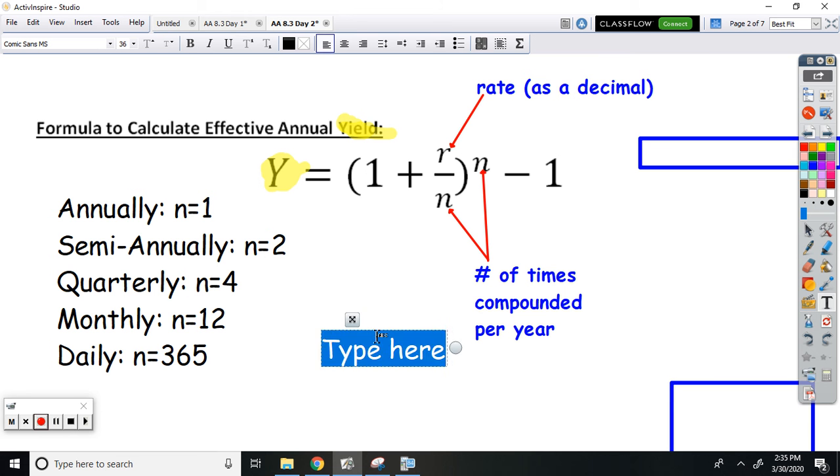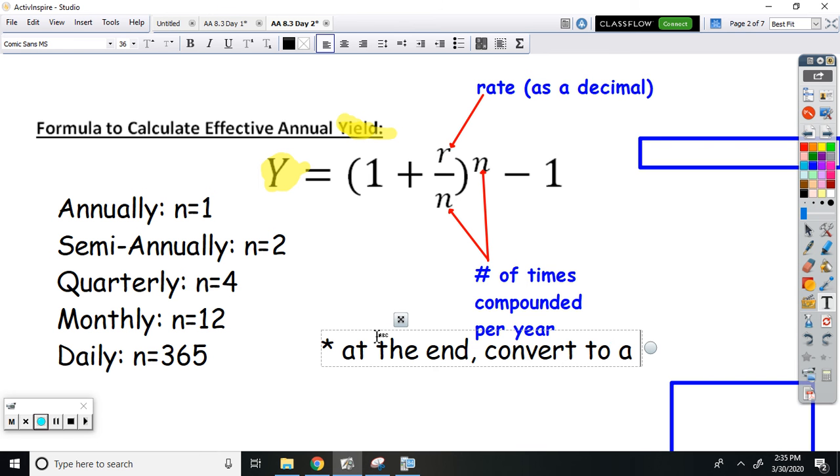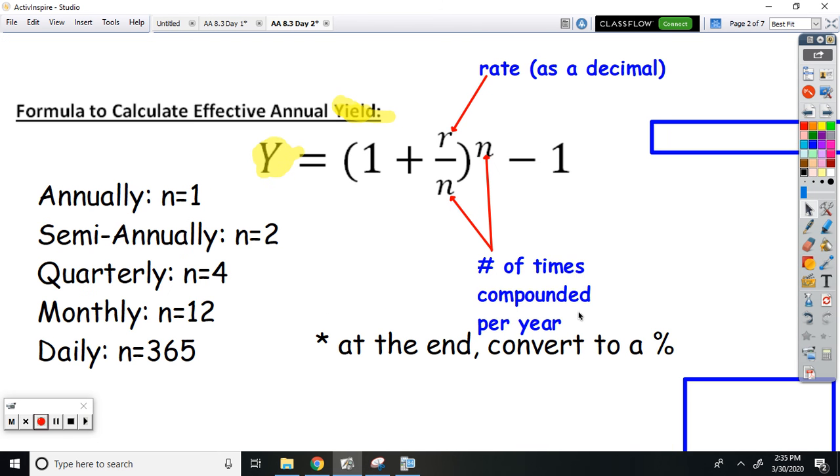Also you may want to note, at the end of the problem, convert to a percent by either multiplying by 100 or moving your decimal 2 spaces.